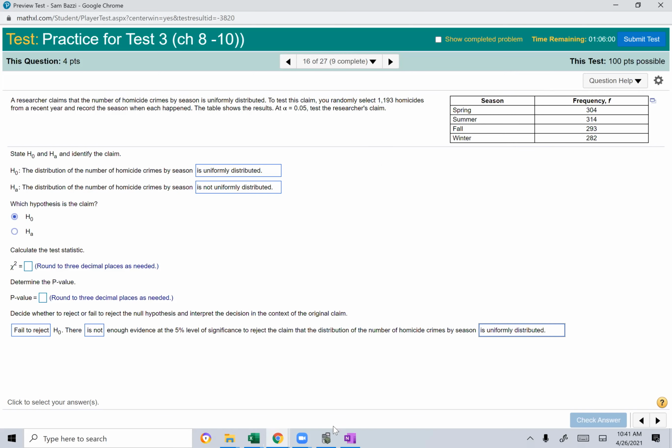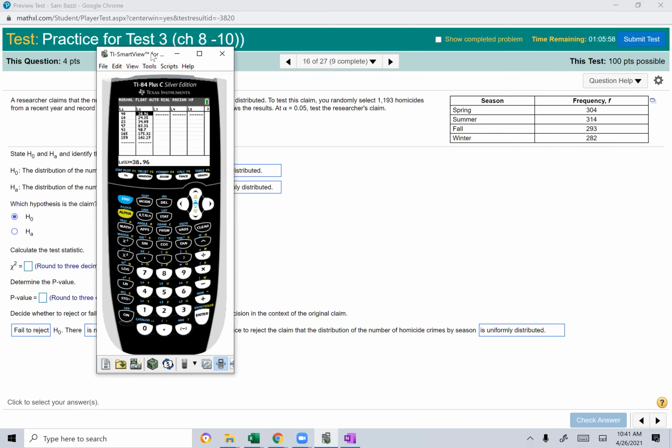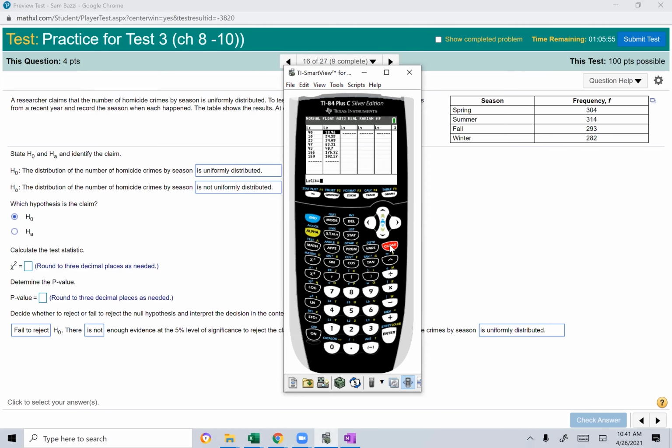How do you do that? By using the calculator, guys. Watch. Okay, let me just clear the lists. Clear, enter. I like to clear the screen so you don't get confused here. So just put the observed. First of all, the observed: 304, 314. These are the frequencies, the results of the survey, 293 and 282.